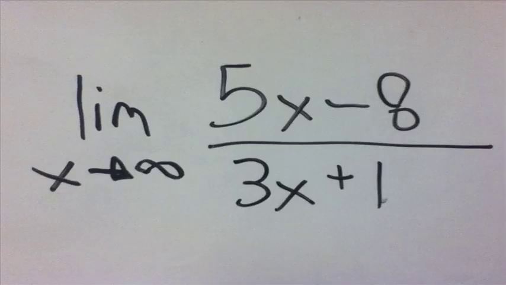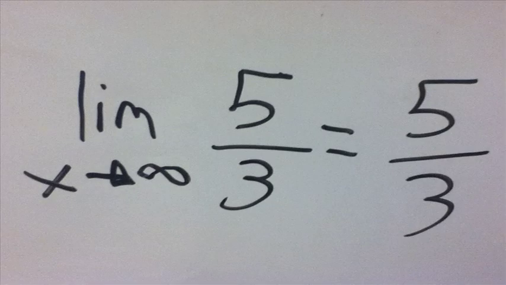Now, let's try the limit of 5x minus 8 over 3x plus 1 as x approaches infinity. Now, this is an infinity problem, okay? So initially, when you plug it in, the limit appears to be infinity over infinity, which is indeterminate. We can't find a definite answer out of this. So let's take the derivative of the top and bottom. And there you have it. The limit for this problem is simply 5 over 3.